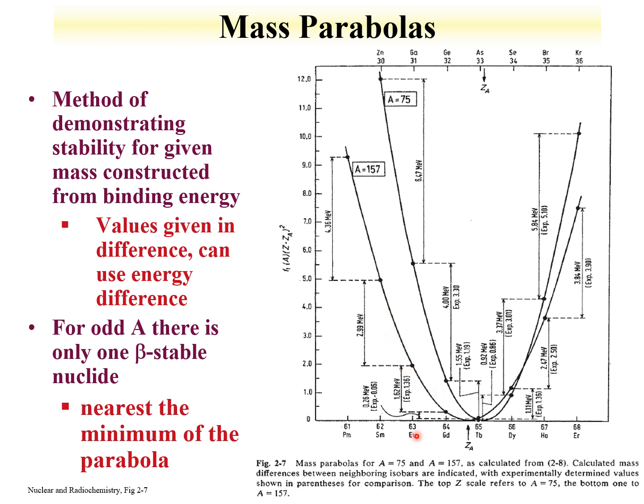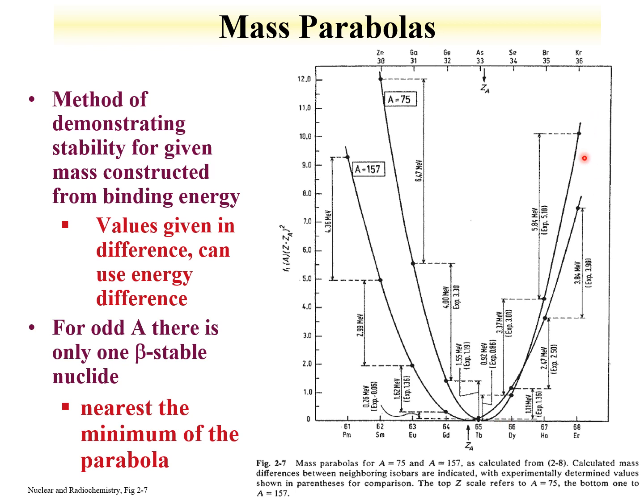So here we plot A of 157, A of 75, and fundamentally here we have energies. These are your Q values. So zinc 75 decaying to gallium 75 has this much energy, gallium to germanium, germanium to arsenic, and we see that there's a stability point here at arsenic. Krypton decays to bromine, bromine to selenium, and then the selenium to arsenic.